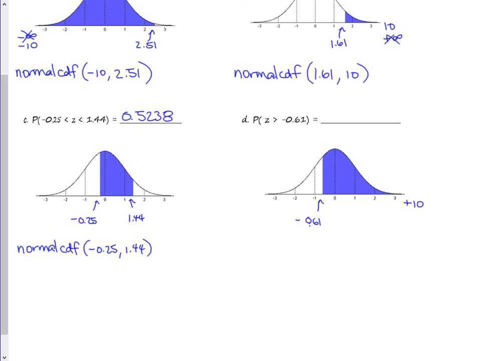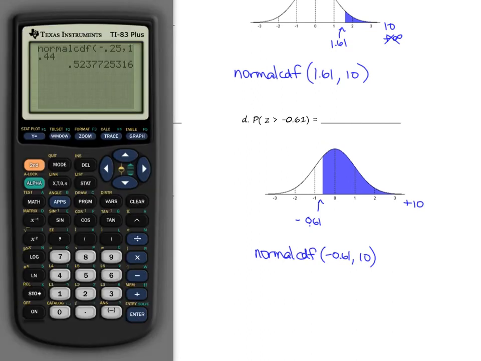So we would use the function normal CDF and go from negative 0.61 up to positive 10. And let's see what we come up with. So second distribution, normal CDF from negative 0.61, comma 10, 0.7291.